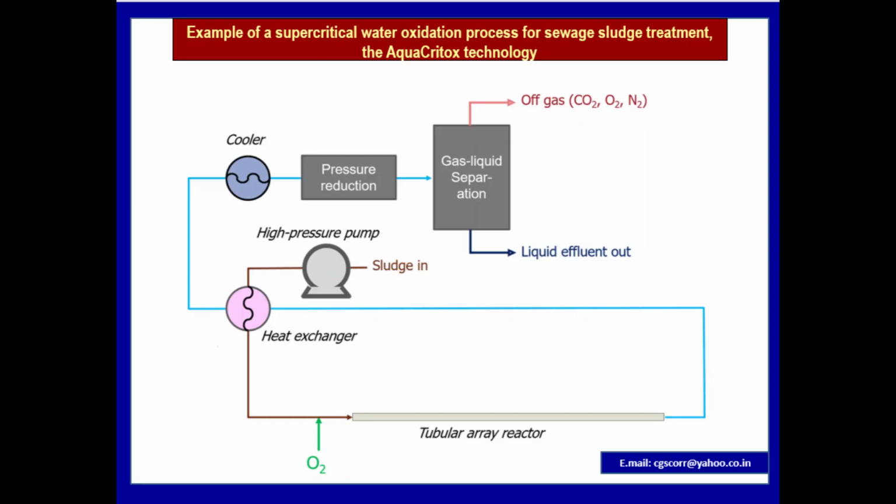This is a pictorial illustration of the supercritical water oxidation process for sewage sludge treatment using Aquacritox technology. You can see a high pressure pump which pumps in sludge through a heat exchanger, and it goes through tubular array reactors, and oxygen is supplied. Owing to the reaction, it passes through a cooler and pressure reduction happens, and finally you get off gas, a combination of carbon dioxide, oxygen, nitrogen, and the liquid effluent comes out at the bottom. Thus the process effectively treats the sewage sludge, separating both gas and liquid effluent.